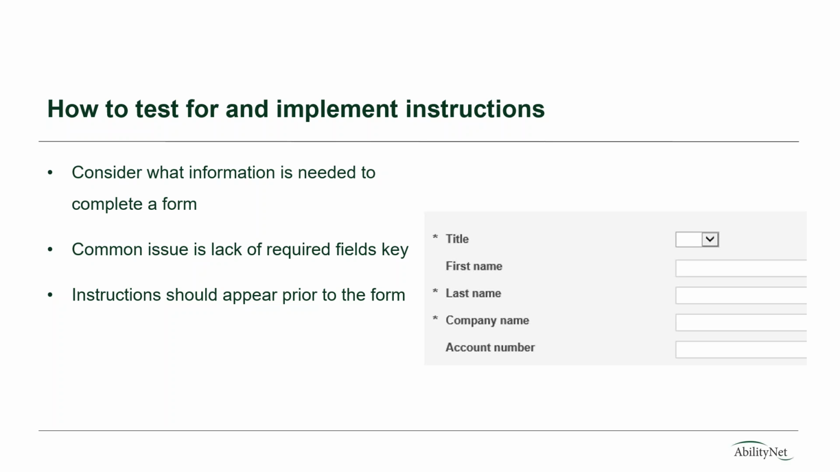And it's also important that instructions should appear prior to forms. I often see forms where the required fields key is displayed after the form. That's really no use. A sighted user may see it there before they complete the form, but a screen reader user certainly won't encounter that until after they've submitted the form, in which case it's probably going to be too late for them. So that's just a short bit on how to test for instructions.